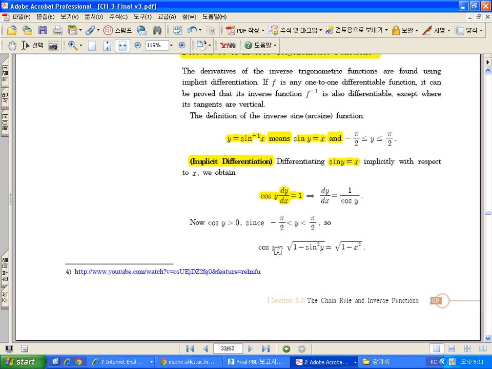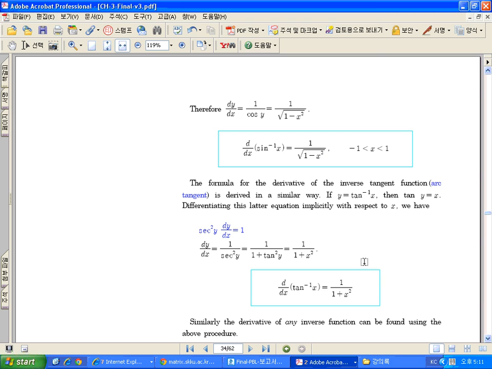Then what is cosine y? This is the square root of 1 minus sine squared y. Then what is sine y, which is x? So this can be written as the square root of 1 minus x squared. Okay. This gives us dy/dx is equal to 1 over cosine y, which is 1 over the square root of 1 minus x squared, which gives us this formula.